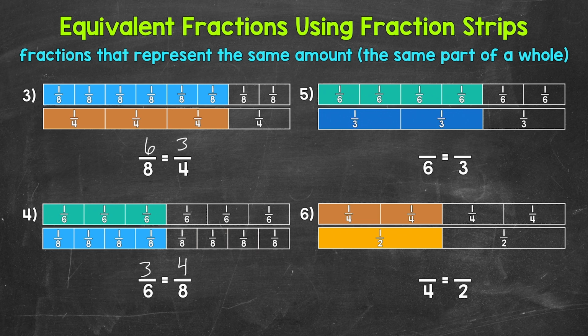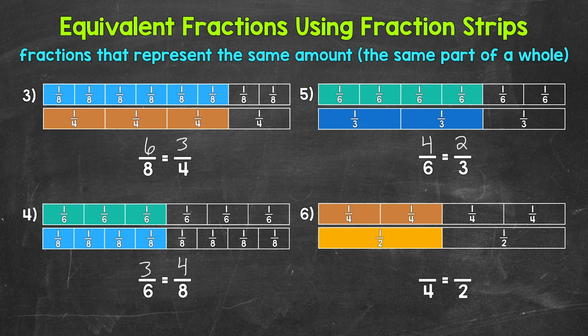Moving on to number 5, the top fraction strip, we have 6 equal parts there, and 4 are shaded in. So that fraction strip is showing 4/6. And that's going to be equivalent to how many thirds? Well, the bottom fraction strip, we have 3 equal parts, and 2 are shaded in. So that's 2/3. Both fraction strips are showing the same amount, the same part of the whole rectangle. So 4/6 and 2/3 are equivalent.